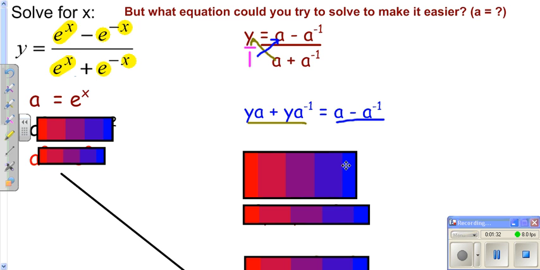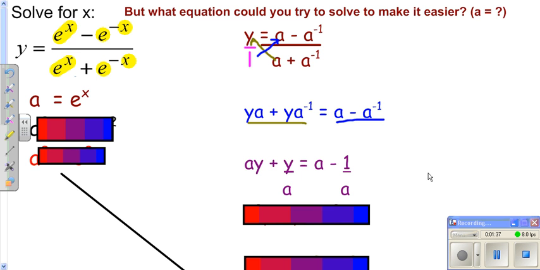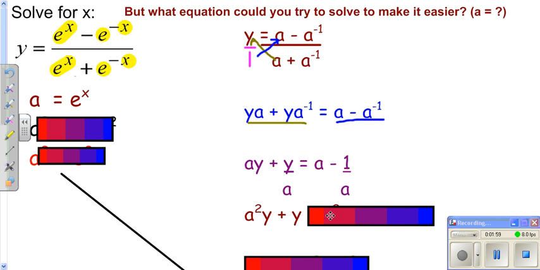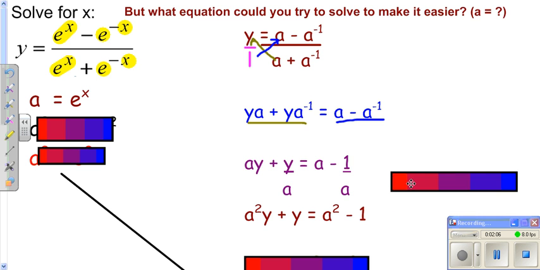You'll notice we have a to the first powers and we have a to the negative first powers. Well, the negative first power means 1 over a. So we have this. We don't like to have the a in the bottom, so we need to go ahead and multiply each side by a. Your a times your a, your y over a times an a, your equals your a times an a, and your 1 over a times an a.